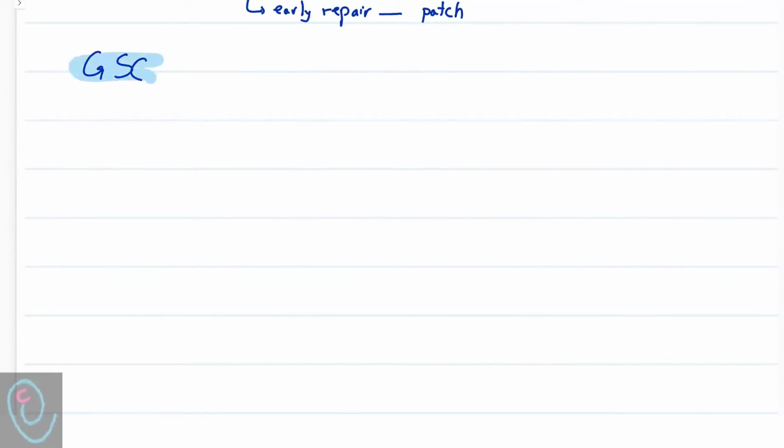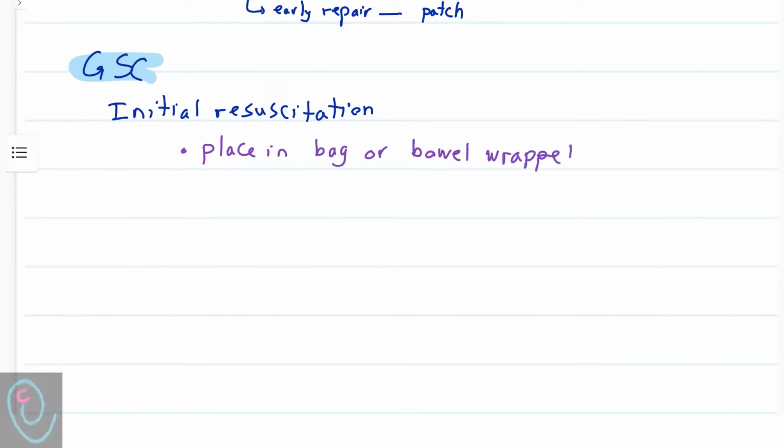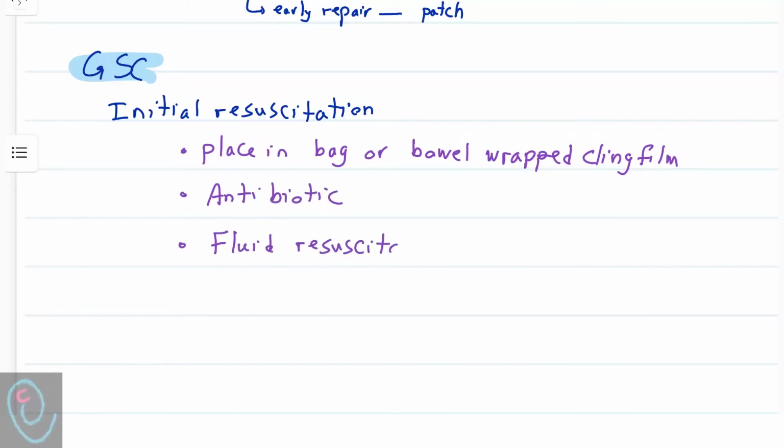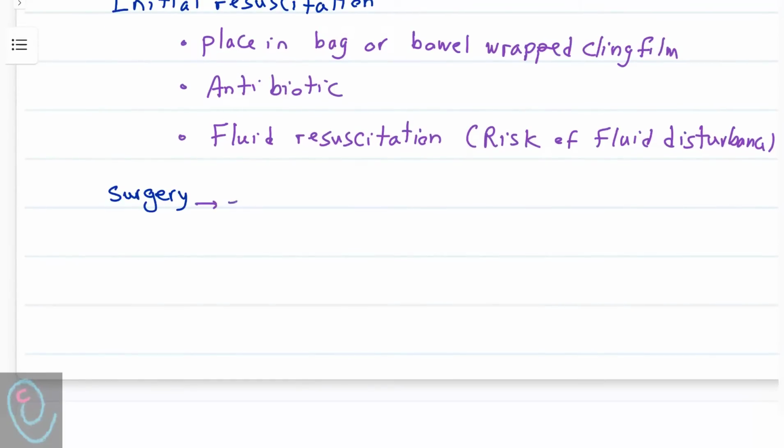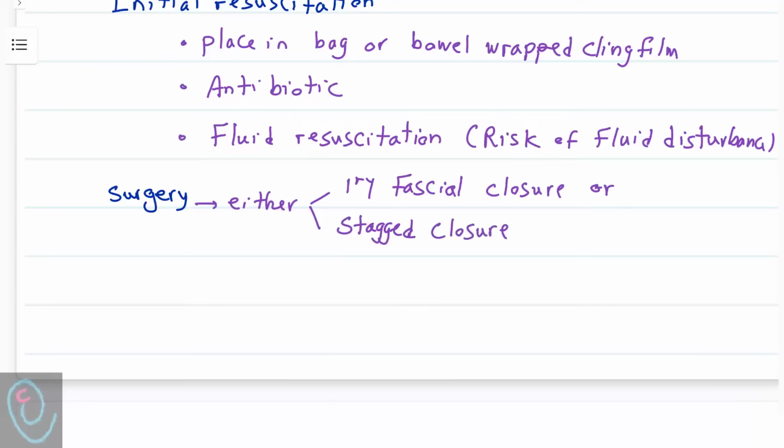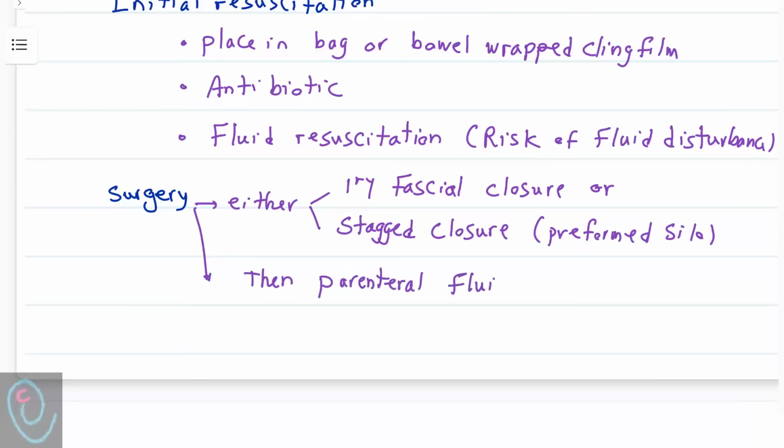Specific recommendation for gastroschisis cases includes initial resuscitation. The lower half of the infant should be placed in a gastroschisis bag or bowel bag wrapped in cling film. Start a broad-spectrum antibiotic. Fluid resuscitation is important because of the increased risk of fluid disturbance. Following initial resuscitation, surgical repair is performed with either primary operative fascial closure or a staged closure using a preformed silo. After surgical repair, parenteral nutrition is necessary because early enteral feeding is challenging.